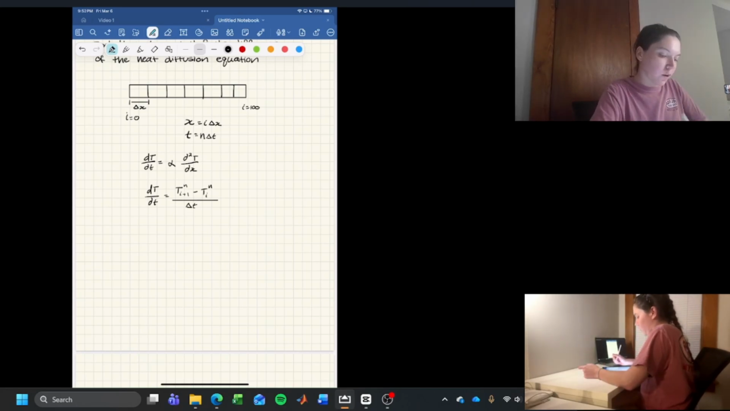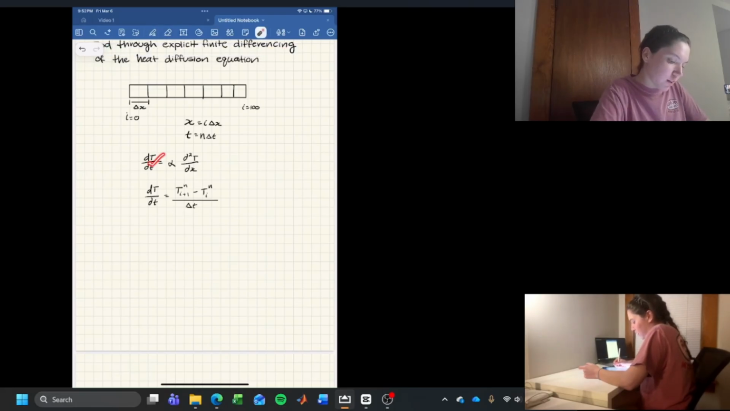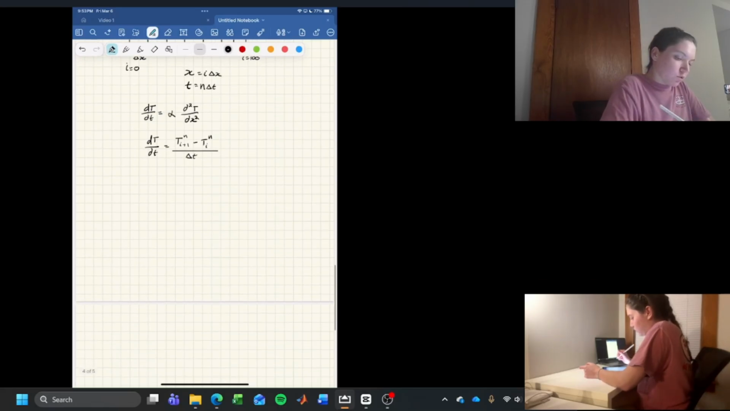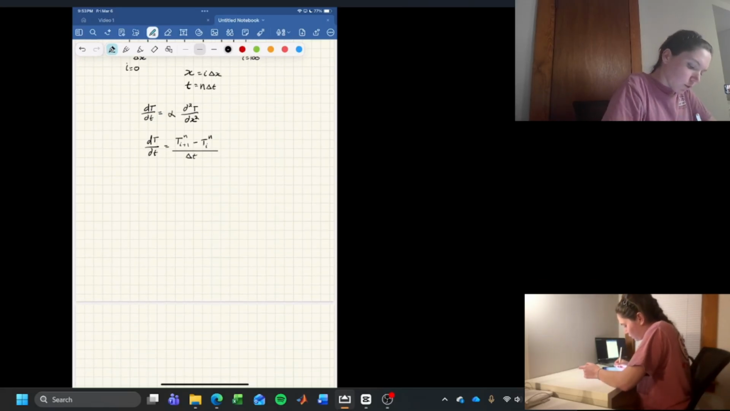So now we know how we're rewriting the change in temperature over change in time. So this term is done, and then the thermal diffusivity is going to stay the same. Oh, this should be squared. So now let's see how we're going to rewrite the second derivative of the change in temperature over the change in position.